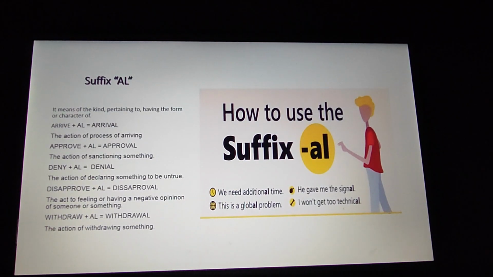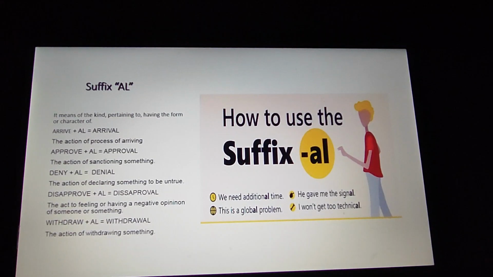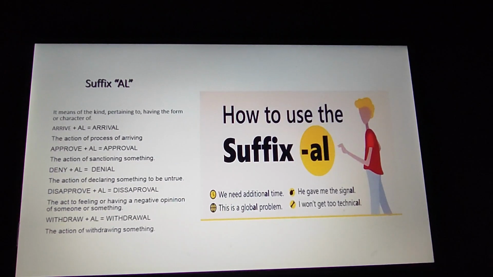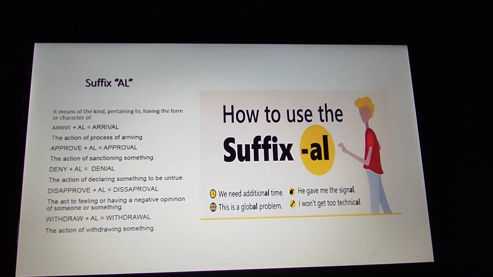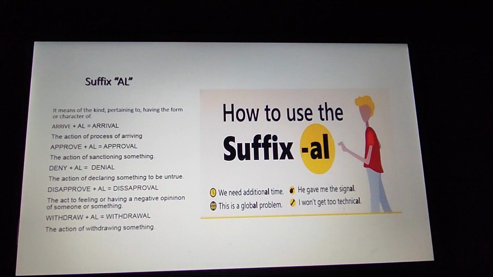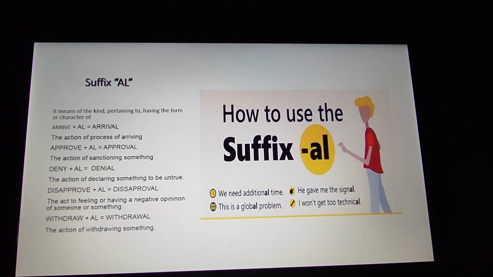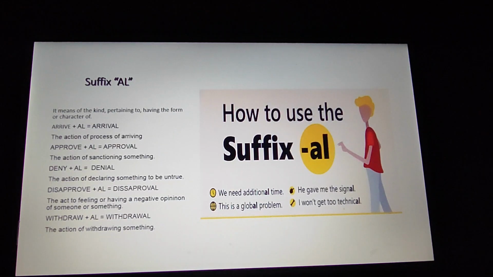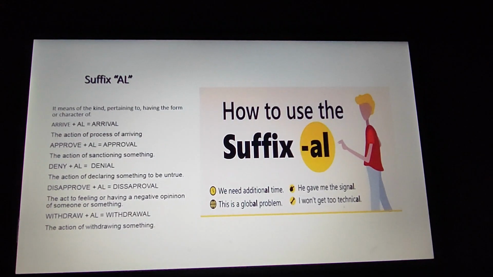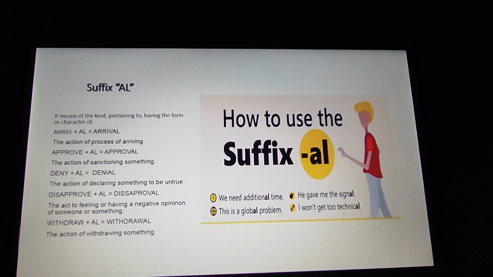Approve, the verb approve plus suffix -al, approval, the action of sanctioning something. Verb deny plus suffix -al, denial, the action of declaring something to be untrue. Verb disapprove plus suffix -al, disapproval, the act of feeling or having a negative opinion of someone or something. Withdraw, verb withdraw plus suffix -al, withdrawal, the action of withdrawing something.